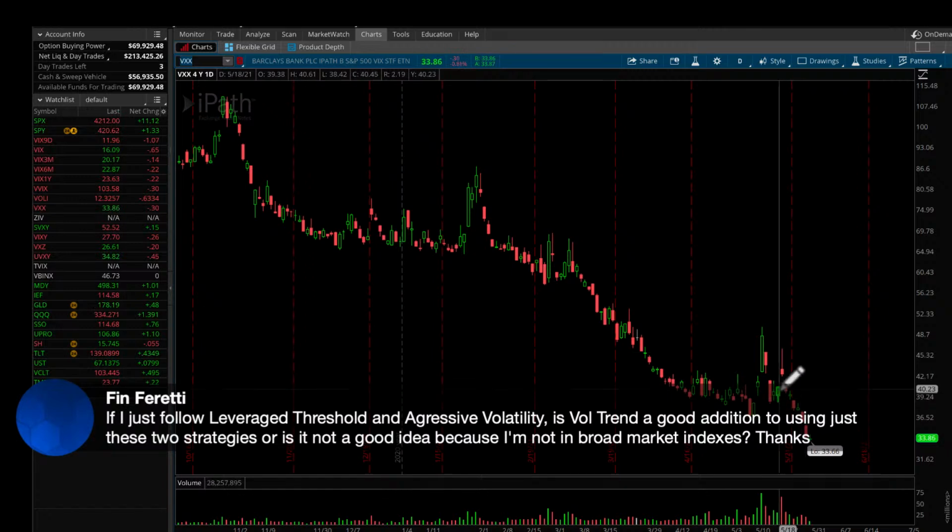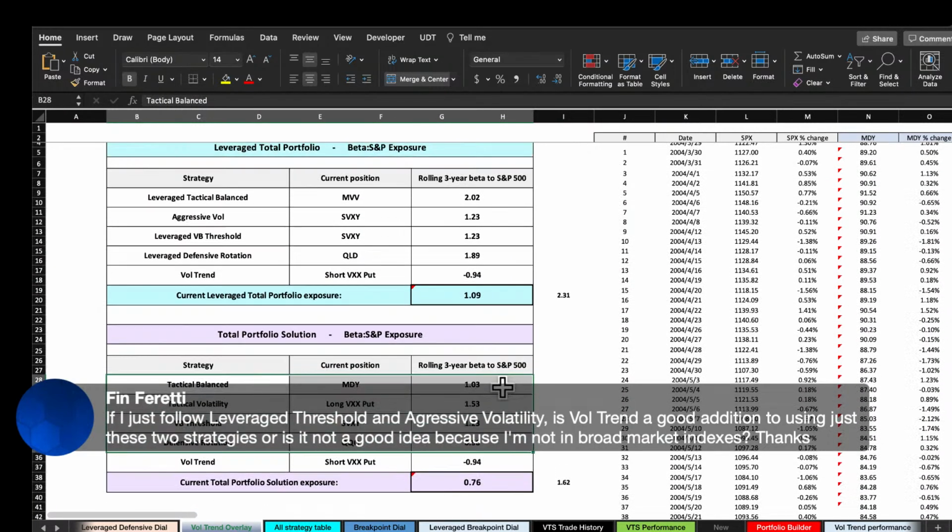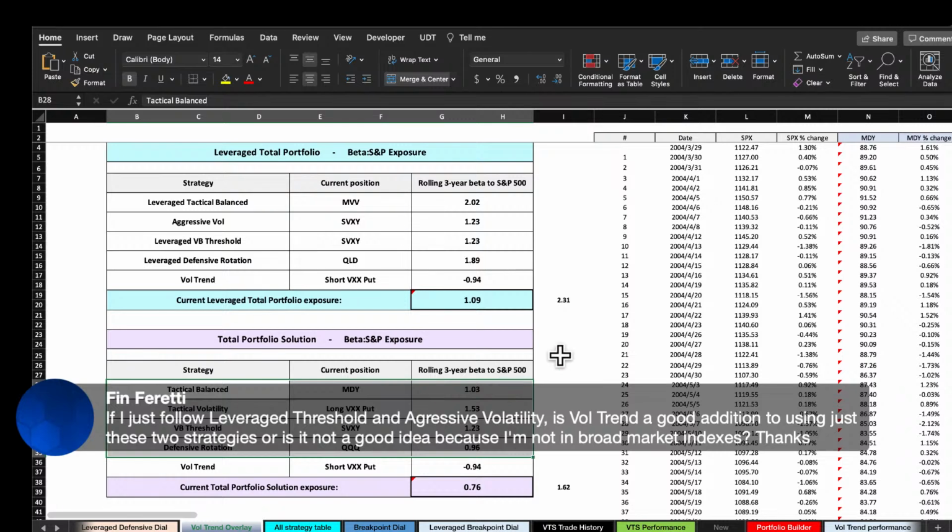Like this week, we got hit really hard with a vol trend trade where we sold a VXX put and it actually crashed through our strike price. But the rest of the portfolio, of course, is pretty aggressively net long, and same with the unleveraged, it's still aggressively net long. So it's kind of okay. It covers up the mistakes. But if you're only trading two, this is a situation where you definitely want to email me.